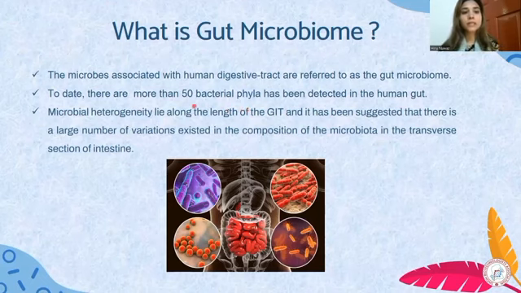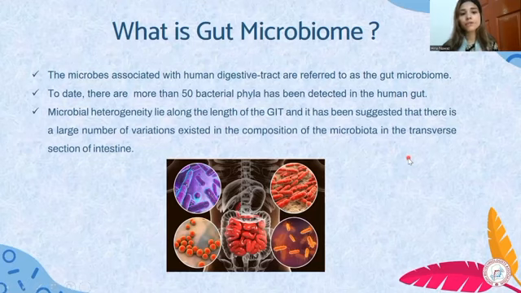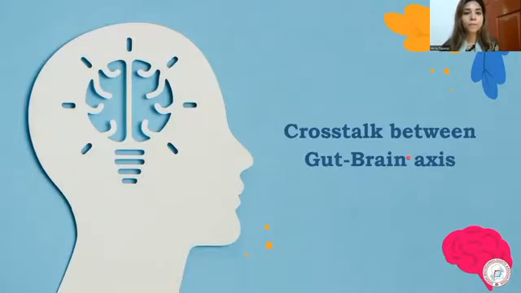This gut microbiota is very diverse. The microbial heterogeneity lies along the length of the GIT, and it has been suggested that a very large number of variations exist in the composition of the microbiota in the transverse section of your colon. Basically, we know that the large colon is divided into different regions: the ascending, transverse, and descending colon. In the transverse section of the intestine, a large number of variations lie.